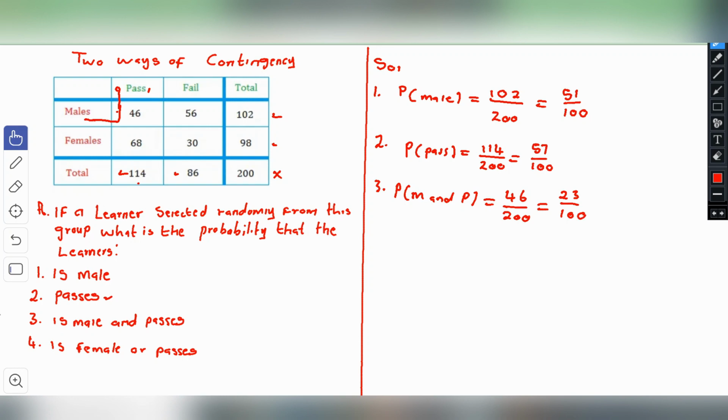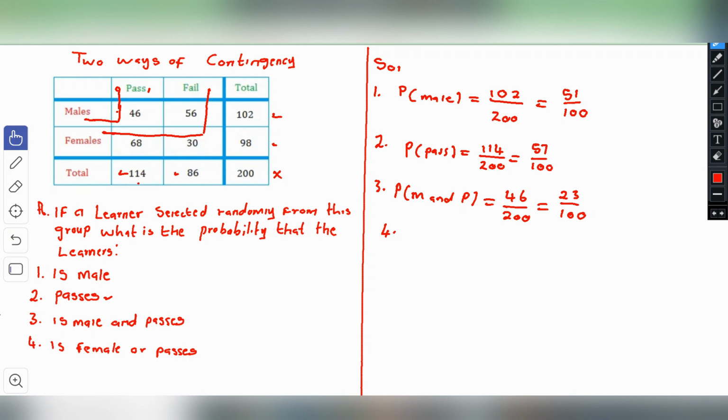So if we were asked to determine the probability that the learner is female and failed, right? If it was female and failed, this is what we're going to do. We're going to check the column of females and fail, right? And then we draw a line where they meet. You can see that they are going to meet at 30. So therefore it was going to be 30 divided by 200. That was for male and pass. This was for female and fail, right?